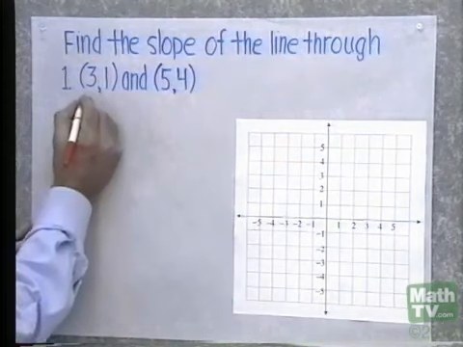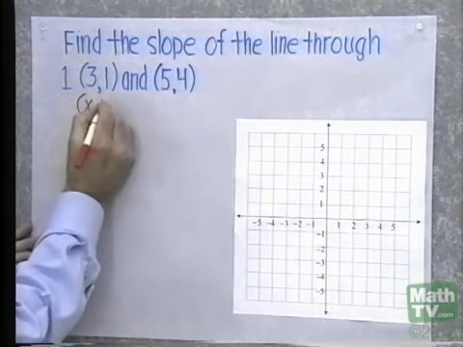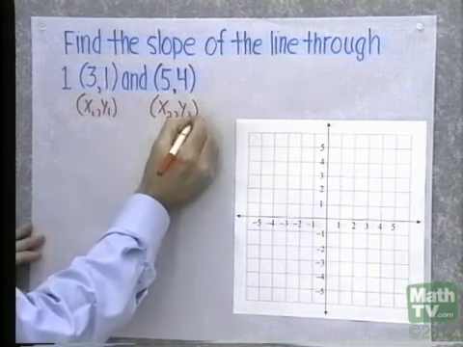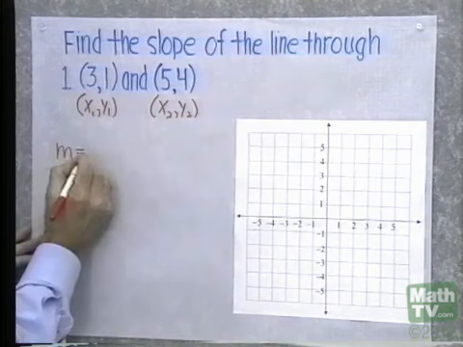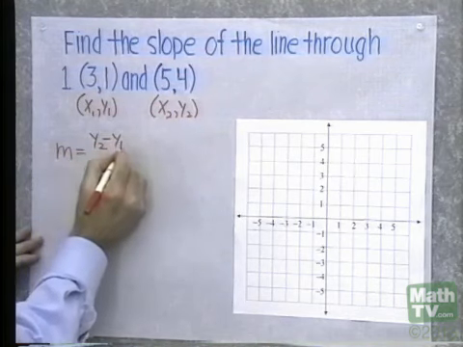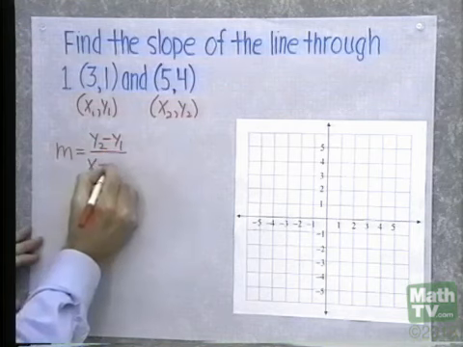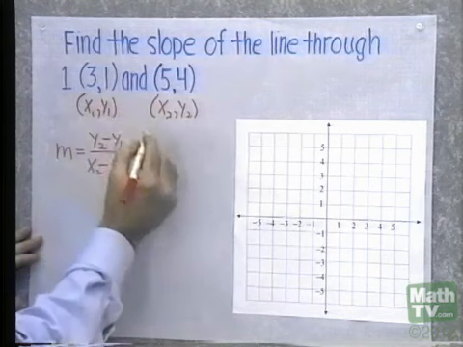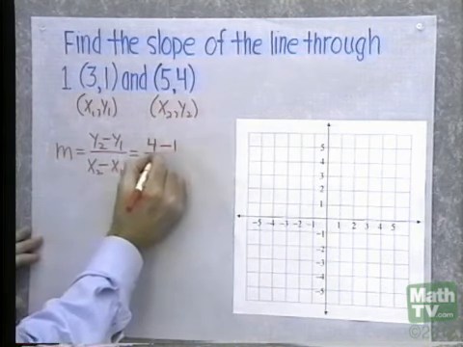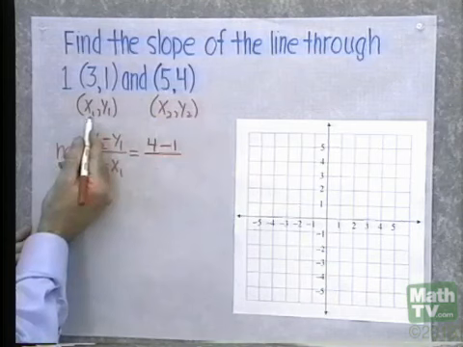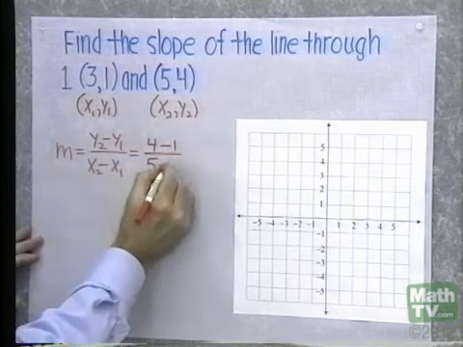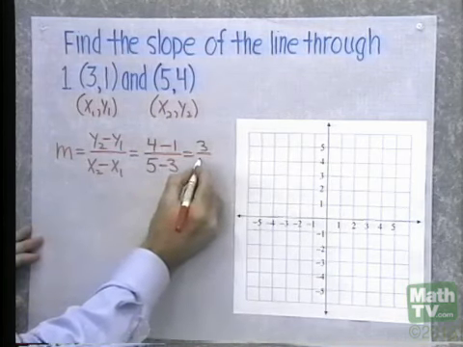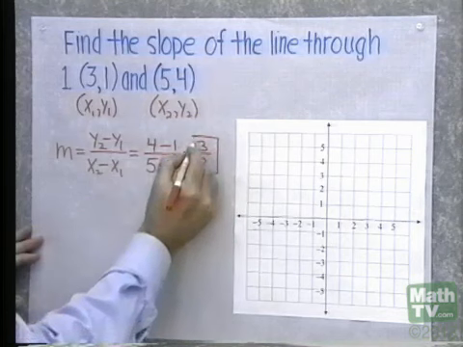So what I'm going to do is assign this point coordinates (x1, y1), and this point I'm going to assign coordinates (x2, y2), so that I can use my formula m equals y2 minus y1 divided by x2 minus x1. So I'll take y2, which is 4, and subtract from it y1, which is 1. So I get 4 subtract 1 divided by x2, which is 5, subtract x1, which is 3. So 5 subtract 3. That gives me 3 in the numerator, and in the denominator I end up with 2, so I have a slope of 3/2.